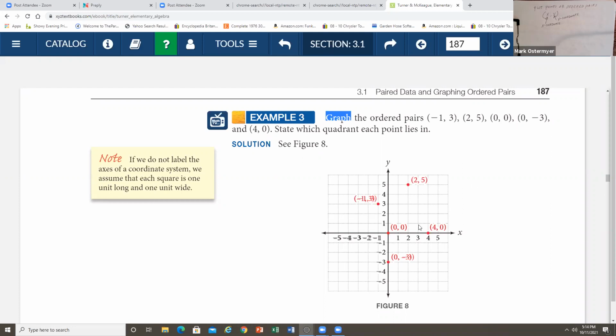Plotting 0, -3. We start at the origin. Notice my x coordinate is 0. That means I do not move to the right or left. I just move down 3 units on the y-axis. So 0, -3 has me just moving down 3 units. And there's 0, -3. And what quadrant does that point lie in?